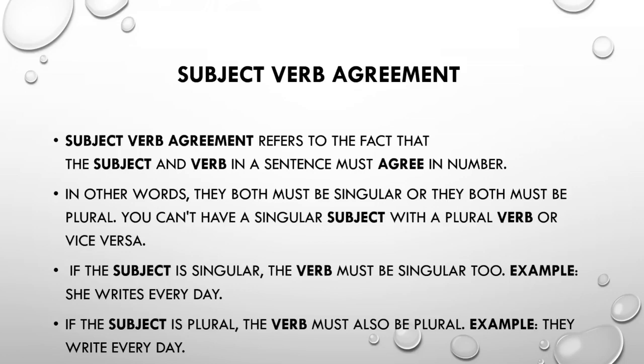So if the subject is singular, the verb must be singular too. Example, she writes every day. Here the subject and the verb are singular. So if the subject is plural, the verb must also be plural. An example for that is, they write every day. Here both the subject and the verb are plural.